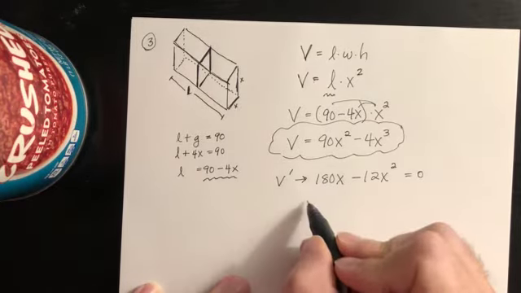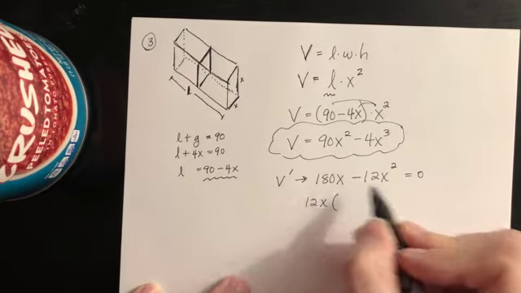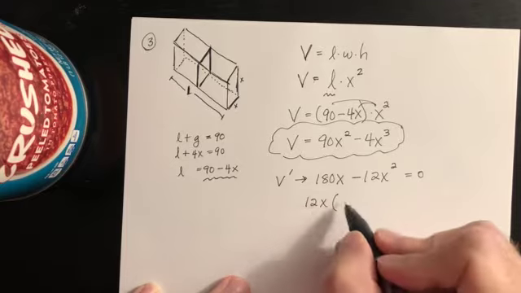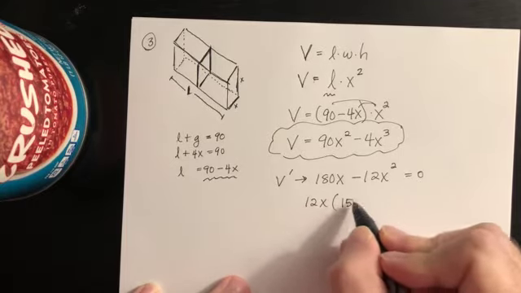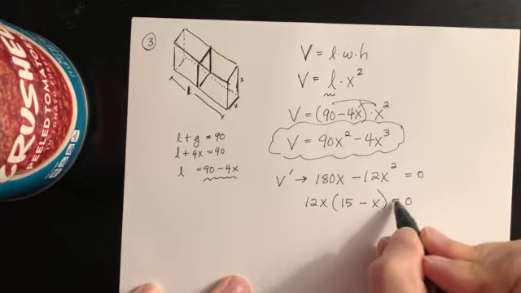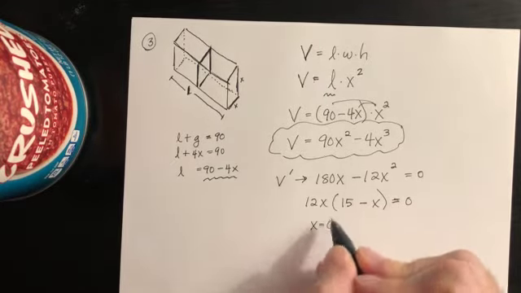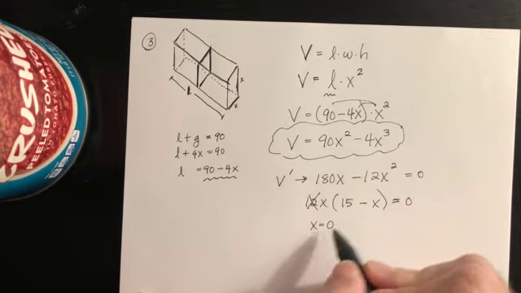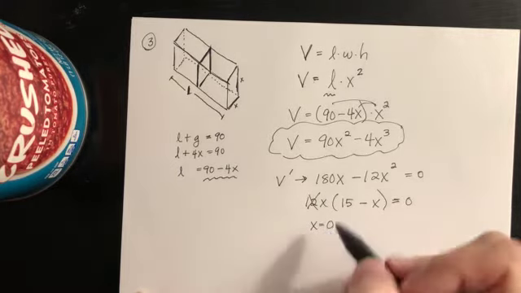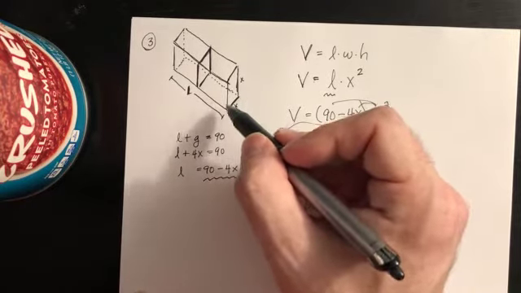Yes, it does. So 12x is your GCF. And if you divide both by 12x, you will get 15 minus x. All right, so this gives me x equal to 0. The 12 doesn't mean anything, but the x equal to 0 is an answer that I get by solving. And x equal to 0 means I don't have a box at all.